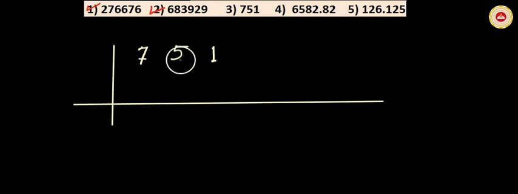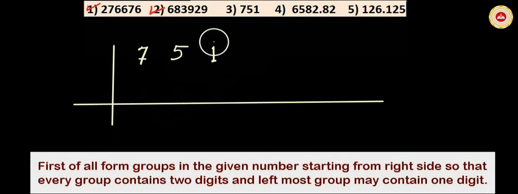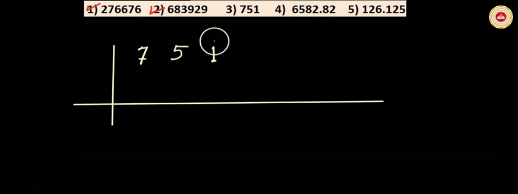751. First of all, before beginning the actual working steps, let us form groups in the given number. Starting from the right side, let us form groups in such a way that each group will contain 2 digits. And the last group, that is the leftmost group, may contain 1 digit. First group and second group. This is the left group, this is the right group. The left group contains 1 digit.